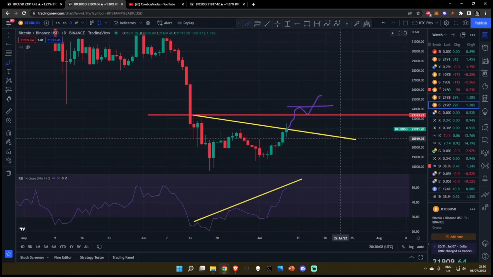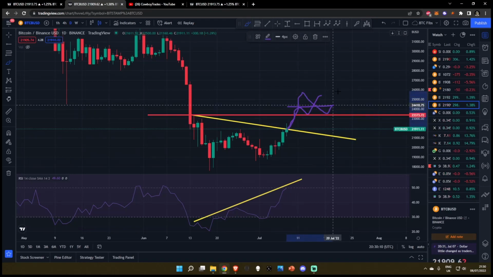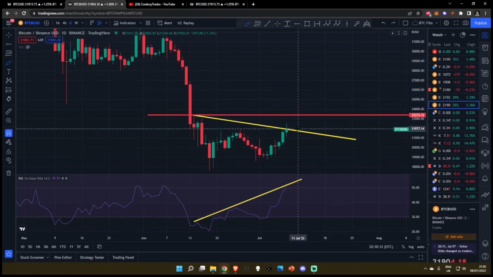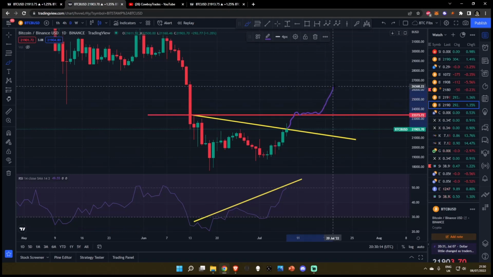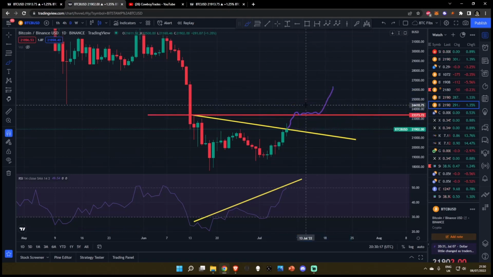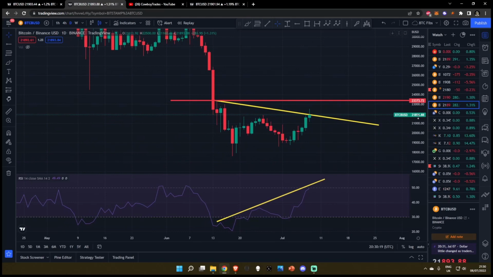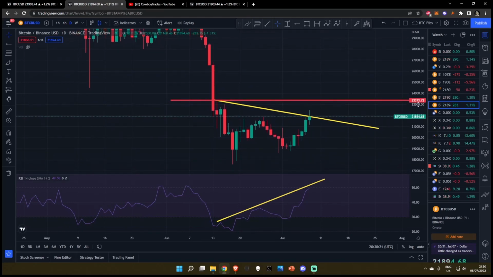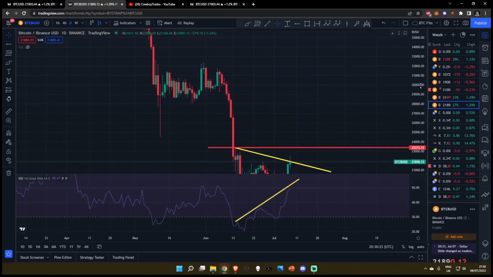This is obviously hypothetical. We could do something like this before we come back down, or we could just lollygag before the next move up. But until something like this happens, I remain in my bearish bias. This is a no trade zone for me. Higher time frames, nothing has changed.